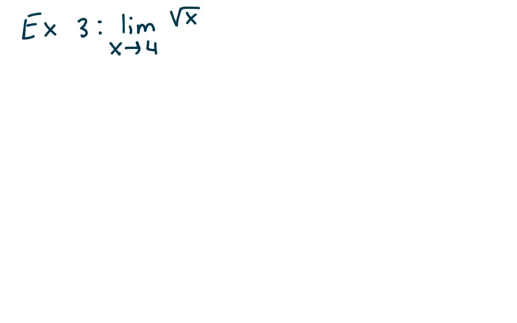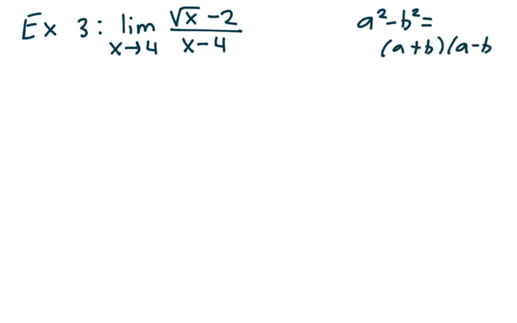So suppose I have the limit as x goes to 4 of the square root of x minus 2 divided by x minus 4. Now, remember that a squared minus b squared is a plus b times a minus b. And so I could view the denominator as a difference of squares. So there is another way to do this by multiplying the numerator and denominator by the conjugate of the numerator. So that is an alternative, by the way.